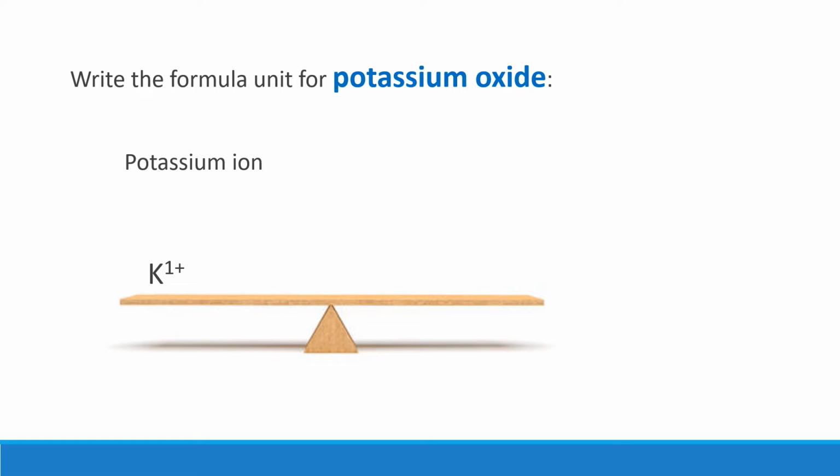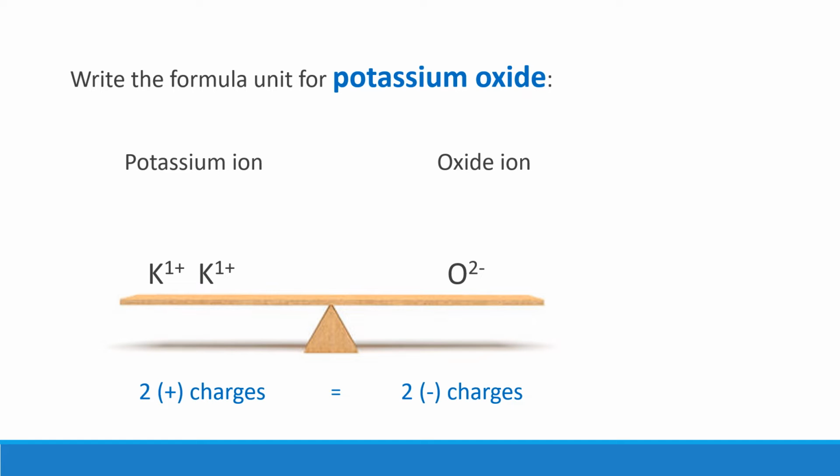So the potassium ion has a charge of +1, it's in group 1, and the oxide ion has a charge of -2. So when I put those two together, just one of each, I don't have an equal number of positives and negatives. What I need to do here is actually add in another copy of potassium, and that will give me 2 plus charges to equal my 2 minus charges, and that gives me the correct ratio of potassium ions to oxide ions. So the formula for potassium oxide is K2O.